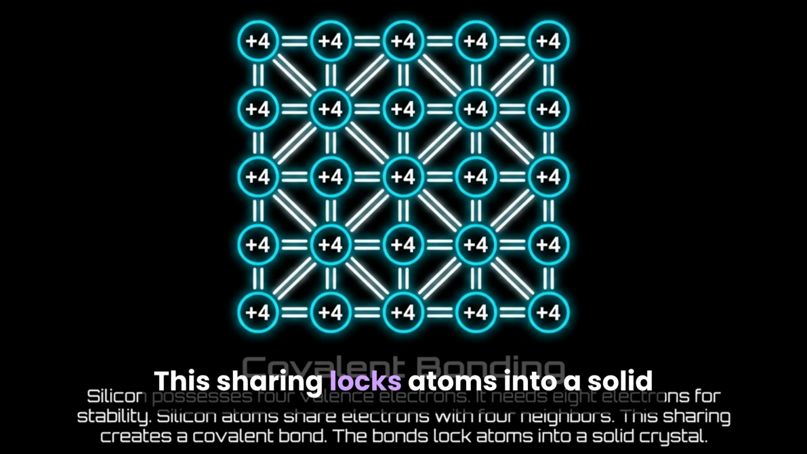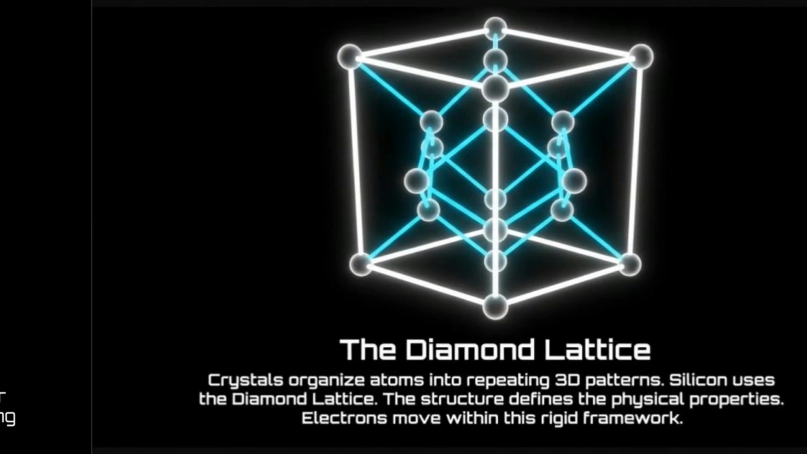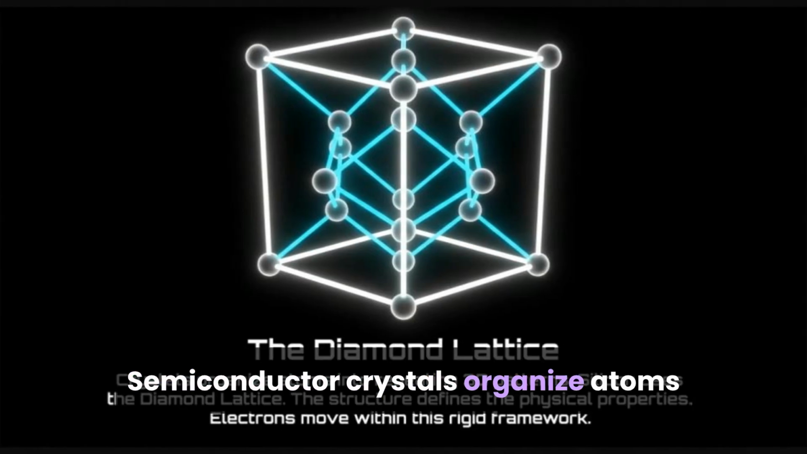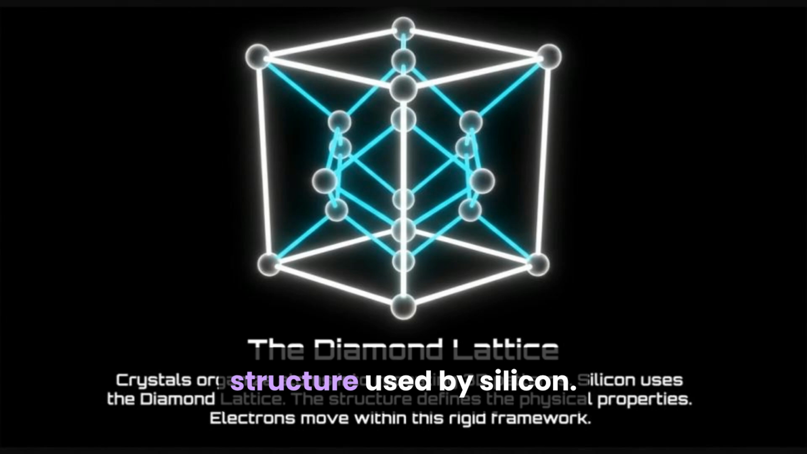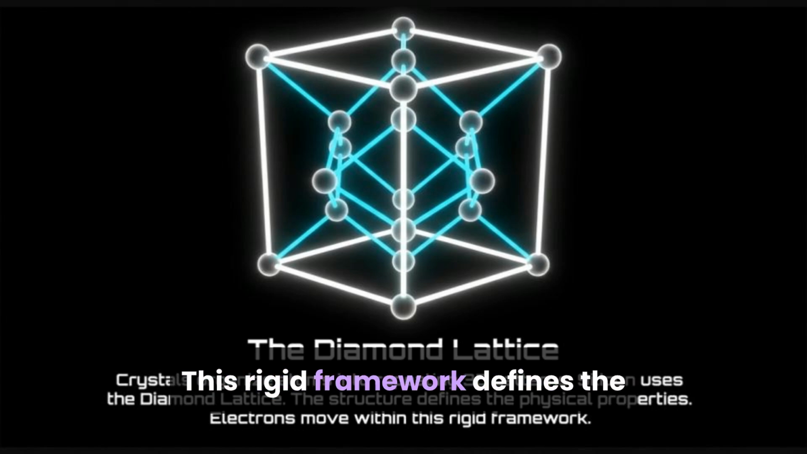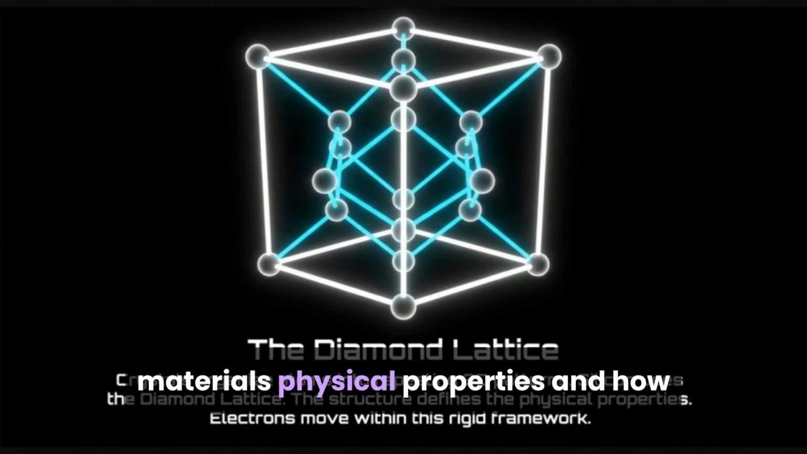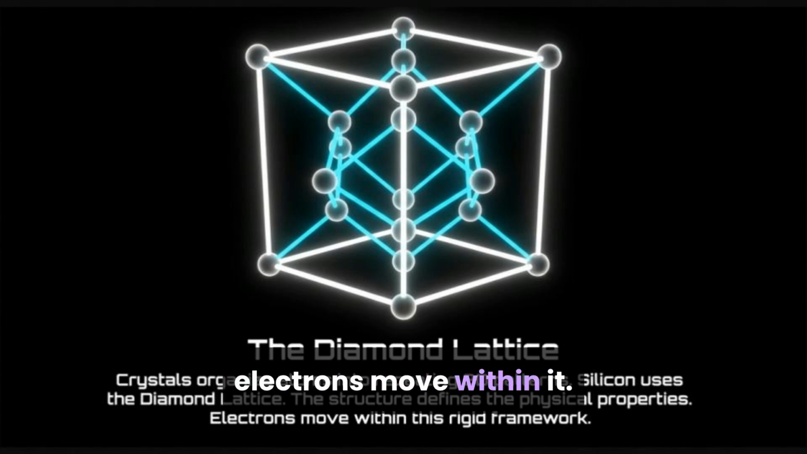This sharing locks atoms into a solid crystal structure. Semiconductor crystals organize atoms into repeating 3-dimensional patterns, like the diamond lattice structure used by silicon. This rigid framework defines the material's physical properties and how electrons move within it.